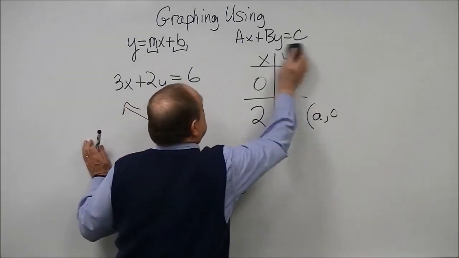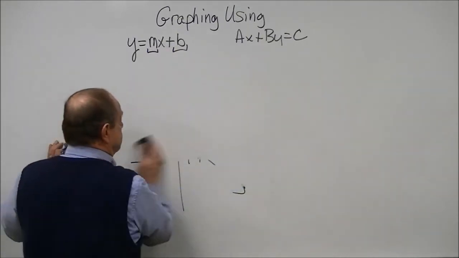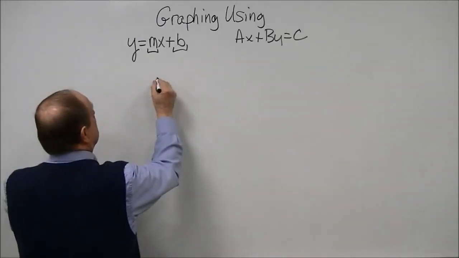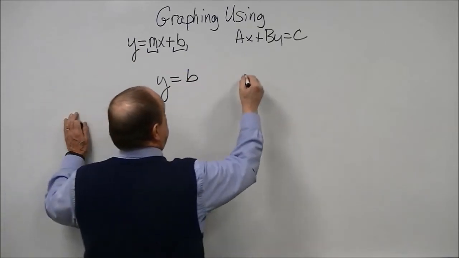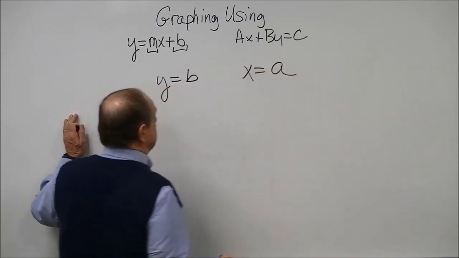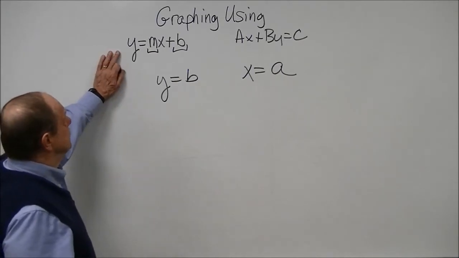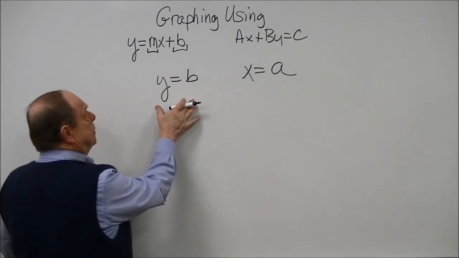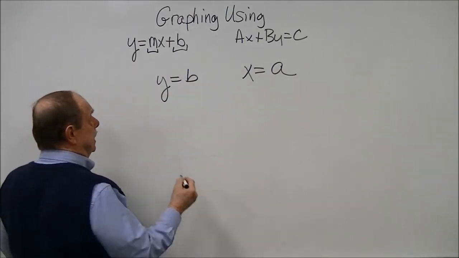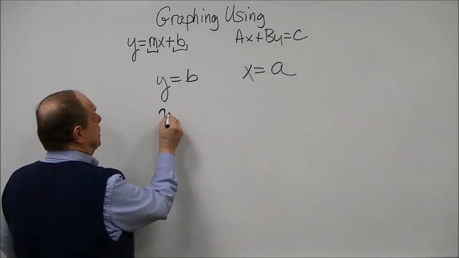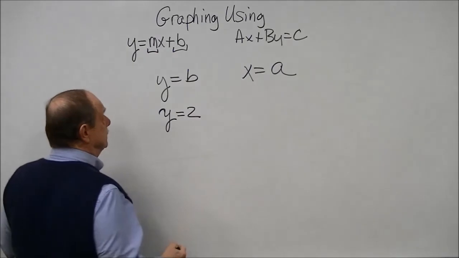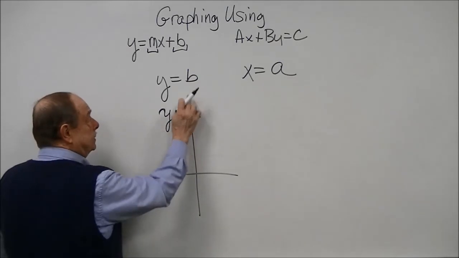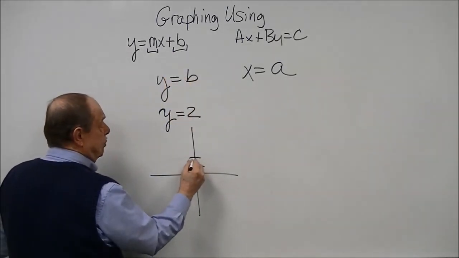Now there's 2 other equations that I'll show you quickly. And it's one that's in the form of y equals b and x equals a. These are special cases of this formula here. And this one is the formula for a horizontal line. So if you have the equation y equals 2, that's simply going to be a line that goes through the y-intercept, which is b, at point 2.